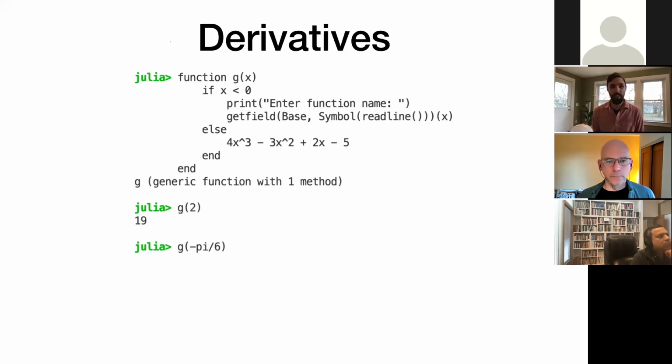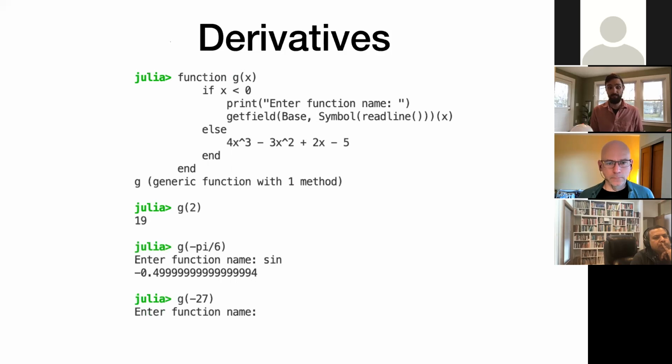That's just great. Negative numbers, I execute this, and Julia will prompt me. It'll ask, what function name do I want to use? I type in sine here and evaluate it, and sure enough, sine of negative pi over 6 is negative 1/2. I can do the same thing at a different point and enter a different function name, and say, let's do a cube root of negative 27. That'll give me negative 3.